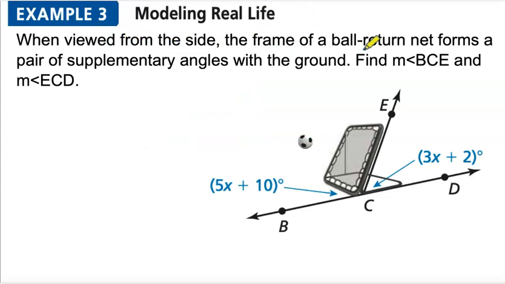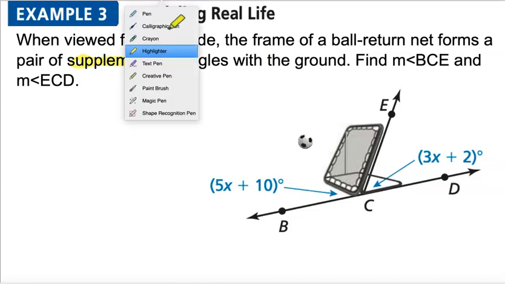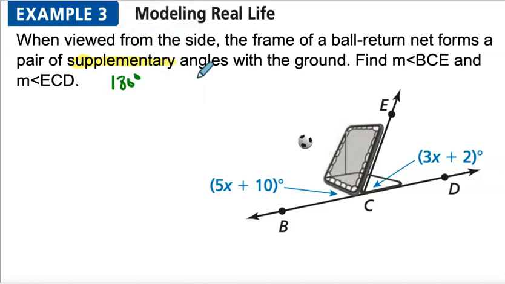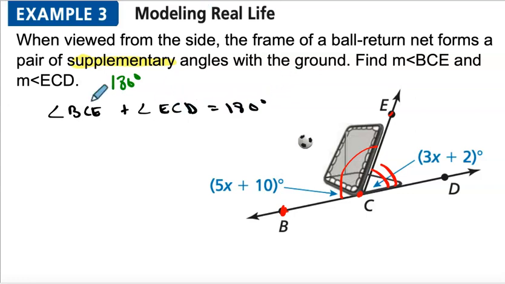When viewed from the side, the frame of the ball return net forms a pair of supplementary angles. So there's the word supplementary. I'm automatically thinking that there's two angles that equal 180 degrees. Find angle BCE. So here's BCE, so I'm looking for this angle here, and ECD, so I'm also looking for this angle here. So what do I know? I know angle BCE plus angle ECD are supplementary, so they both together equal 180 degrees.